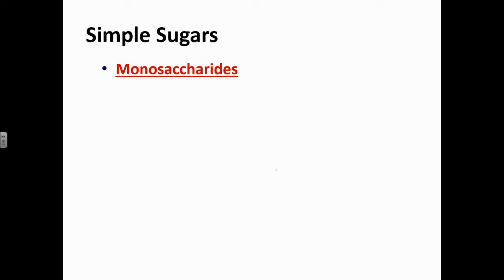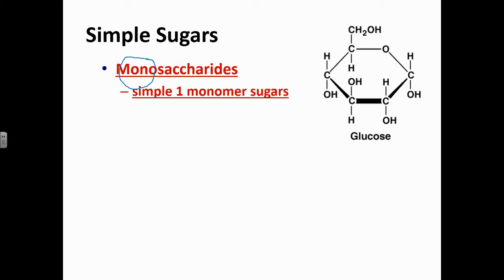We'll start with a monosaccharide. That prefix mono refers to just 1. So a simple 1 monomer sugar molecule. We're going to take a look at 3 of these. Our first one is glucose. And as we go through all 3 of these, I am going to let you know that all 3 of them have the same formula.